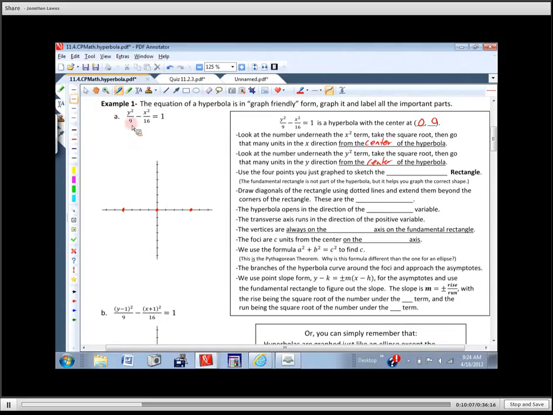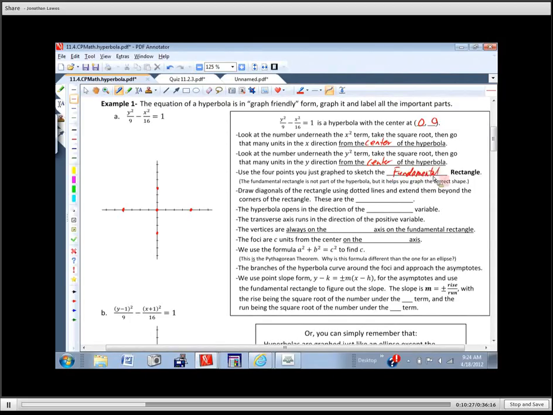So underneath the y is a 9. Square root of 9 is 3. So I'm going to go up 3, and I'm going to go down 3. Okay? What's it kind of like we're doing so far? Kind of like we're doing an ellipse. In fact, use the 4 points you just graphed to sketch the, this is a fundamental rectangle.